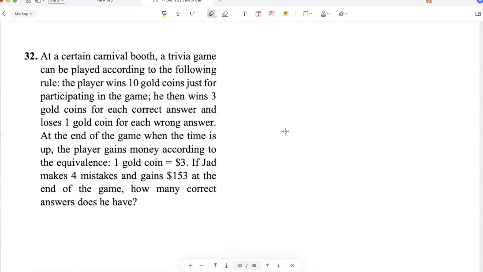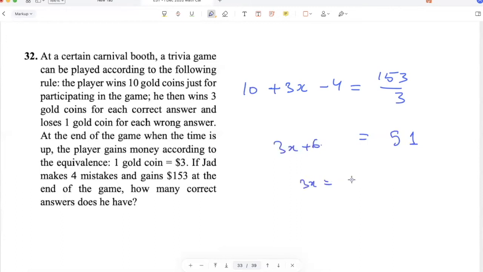So he started with the 10 gold coins. And let's say he gave x correct answers, so plus 3x. And he lost 4 gold coins because he made 4 mistakes, right? And that should be the total number of gold coins. So 153 divided by 3. So 3 5s are 15, 3 1s are 3. So 3x plus 6. So 3x is 45. So x is 15. So the number of correct answers is 15.